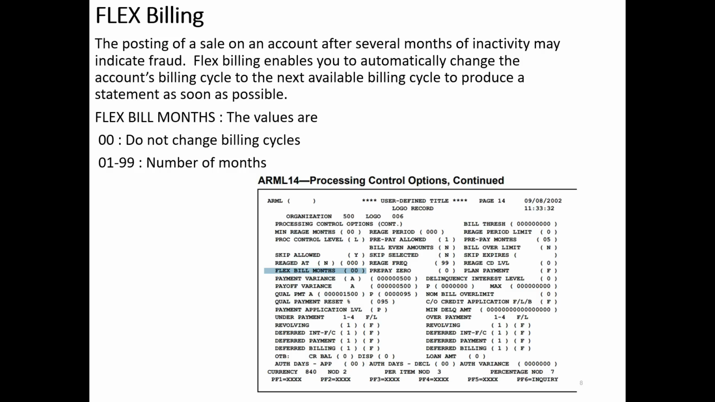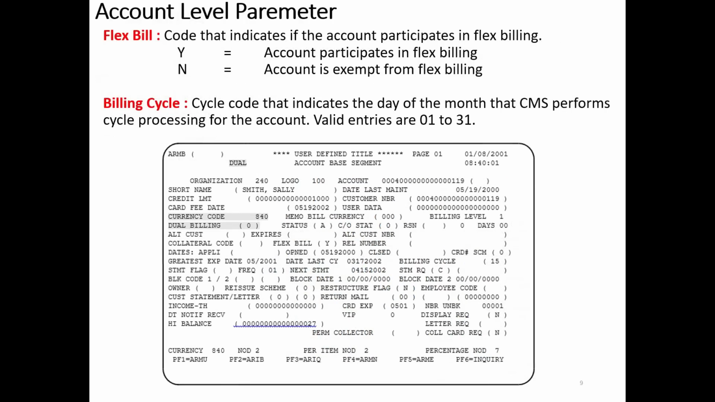Here, for flex bill month, the value 00 means do not change the billing cycle, and 01 to 09 is the number of months since the account has been inactive. Flex bill code indicates if the account participates in flex billing. Here Y means the account participates and N means no. Billing cycle code indicates the day of the month that CMS performs cycle processing for the account. The valid values are 01 to 31.